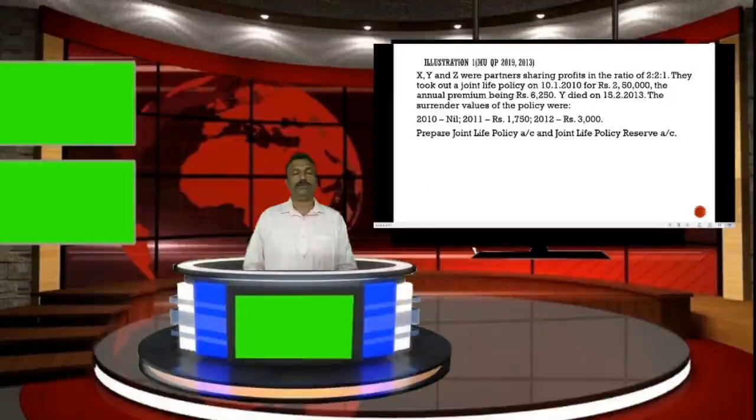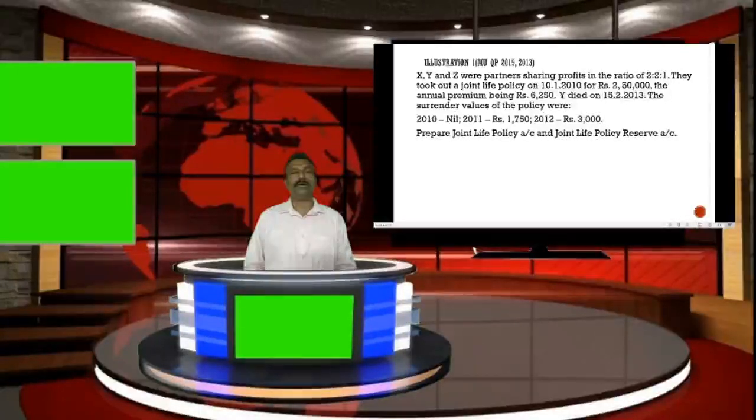First problem. This problem has appeared in the Mangalore University examination in the year 2019 and also in the year 2013. Before solving the problem, I will be reading this problem. X, Y and Z were partners sharing profits and losses in the ratio of 2:2:1.